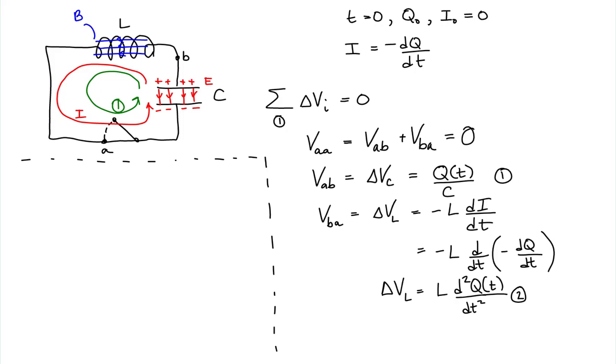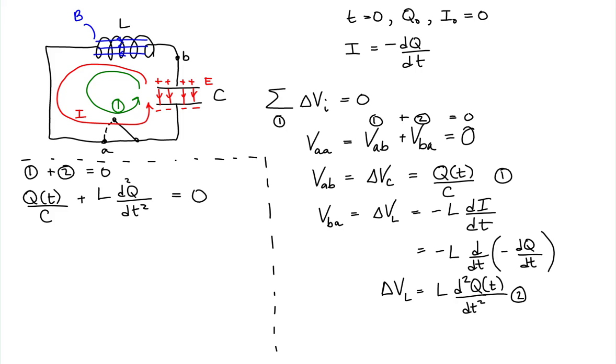So what we're going to do is add equations 1 and 2 together because they come from our Kirchhoff's voltage law equation. So when we add equations 1 and 2, we have the charge on the capacitor's plates as a function of time over the capacitance of the capacitor, plus the potential difference across the inductor, which is the inductance of the inductor times the second derivative of charge with respect to time, and that is equal to 0.